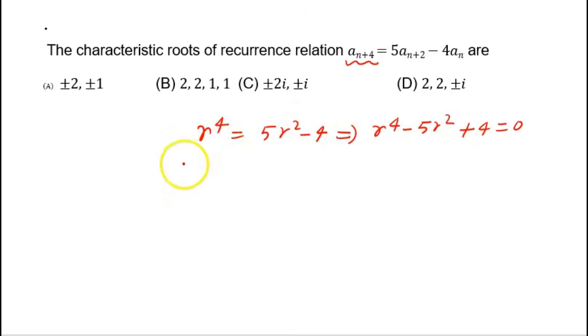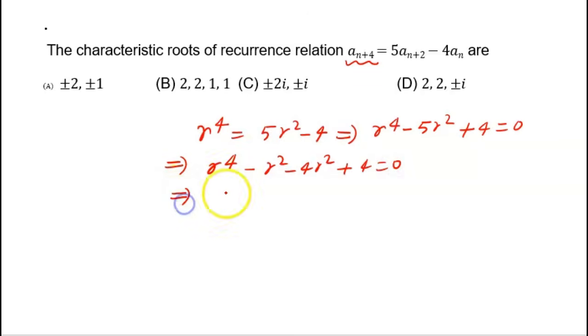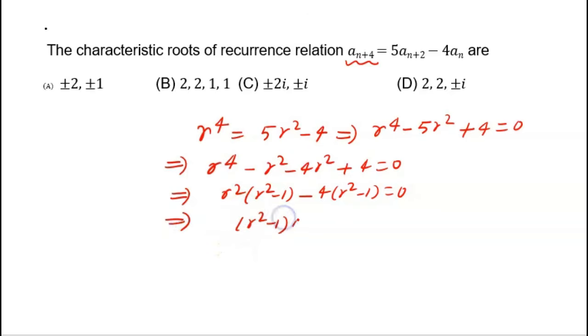So I brought all these terms to the left hand side. Now I have this is a degree 4 equation, so it will have 4 roots. So how can we find 4 roots? I will write r to the power 4 minus r square minus 4r square plus 4 is equal to 0. So r square common, r square minus 1 minus 4 common, r square minus 1 is equal to 0. So I get r square minus 1 into r square minus 4 is equal to 0. So r we will get plus minus 1 and plus minus 2. So which option is there? The option A is correct.